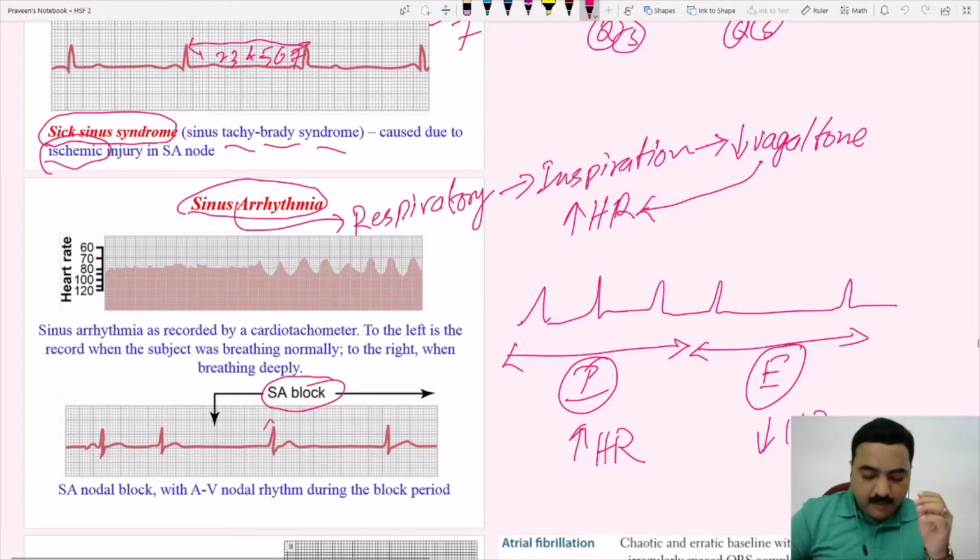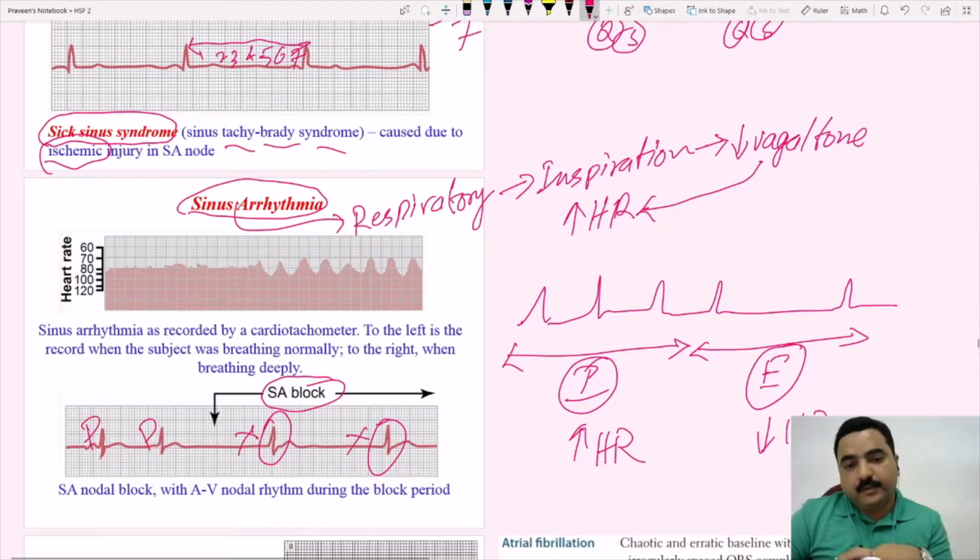So you start to get the QRS complexes, but you will miss the P waves. You don't see the P waves. So over here there is no P wave, over here there is no P wave. So these P waves after the block will be missing because there are no impulses transmitted through the atria. So the impulse will now be generated from the AV node.